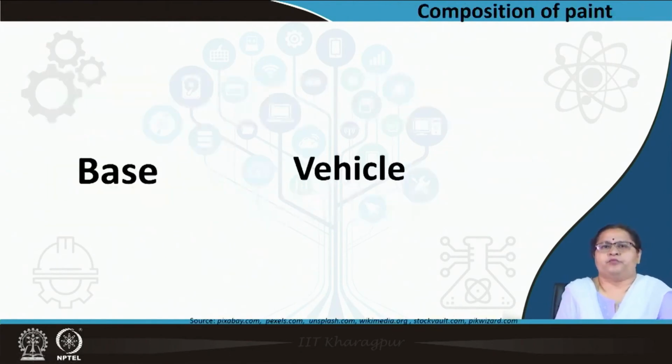Now let us come to the composition of paint. You see two words written here, base and the vehicle. What is base? Base is the basic material. What is vehicle? We call a vehicle a carrier that will carry the base on the top of the substrate. So the vehicle is the carrier of the base.